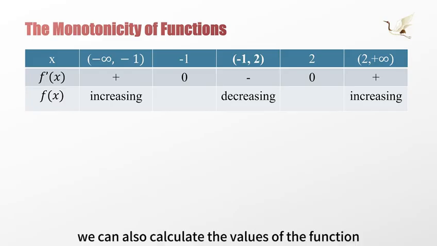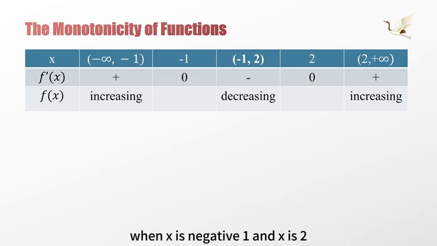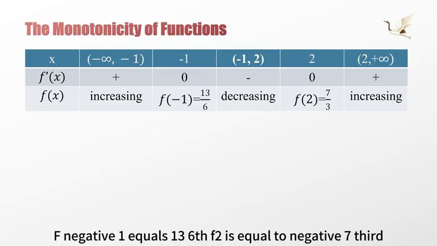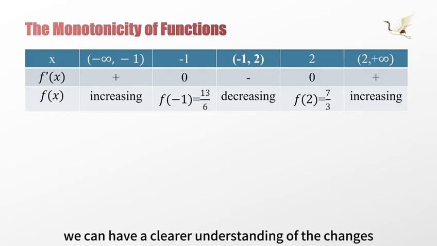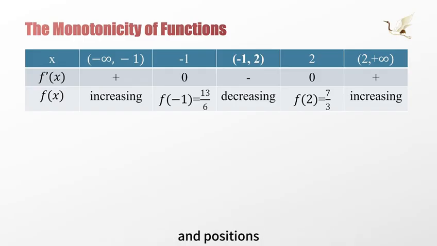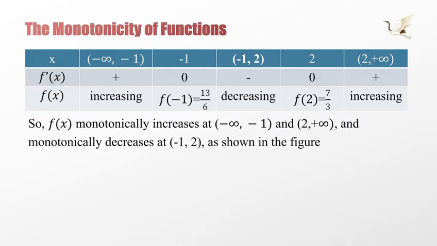Meanwhile, we can also calculate the values of the function when x is -1 and x is 2. f(-1) equals 13/6, and f(2) is equal to -7/3. This way, we can have a clearer understanding of the changes and positions in the function graph. So finally, let's answer the question.